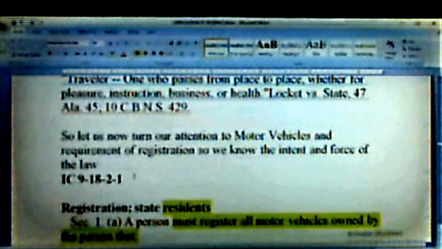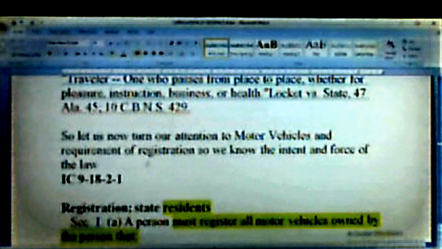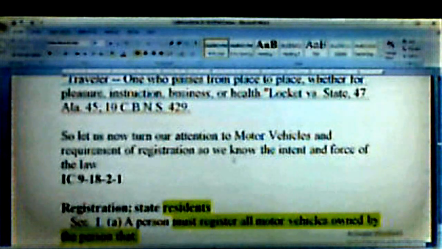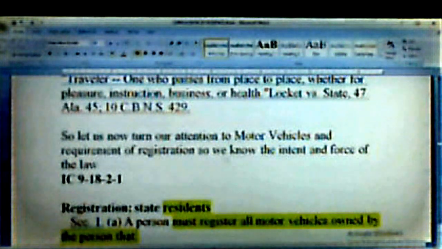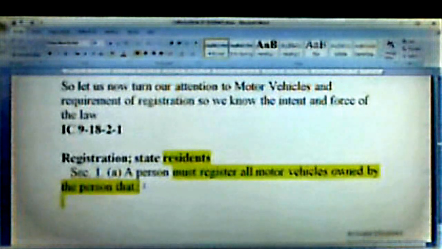So let us turn our attention here, guys, to a motor vehicle and the requirement of registration so that we know the intent and force of the registration laws, right? Now in IC 9-18-2-1, right?